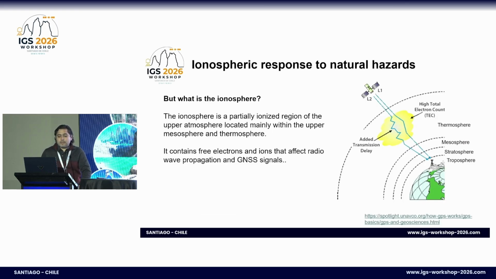But what is the ionosphere? The ionosphere is a partially ionized region of the upper atmosphere located mainly within the upper mesosphere and thermosphere. It contains the free electrons and ions that affect radio wave propagation and GNSS signals.